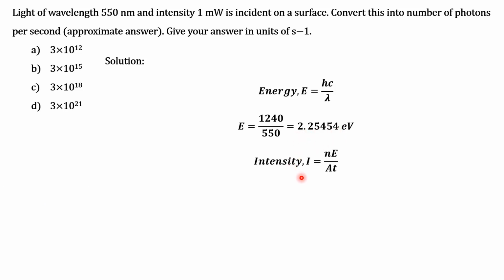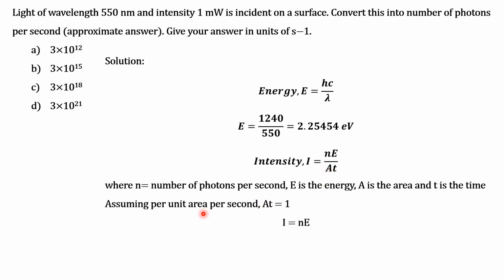So then intensity I is equal to NE by AT, where A is the area and T is the time. Since nothing is mentioned about area, we will be considering it as per unit area, and also it is told that we have to calculate per second. So the value of AT we can substitute as 1, which will give us I is equal to N into E. So here we already know E in electron volts and we have the intensity as 1 milliwatt.